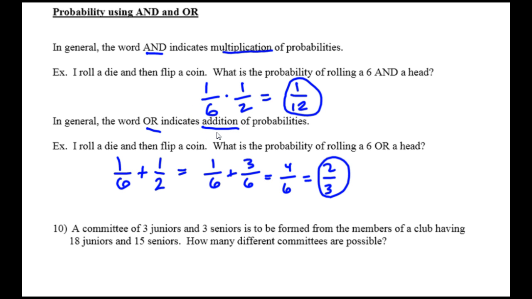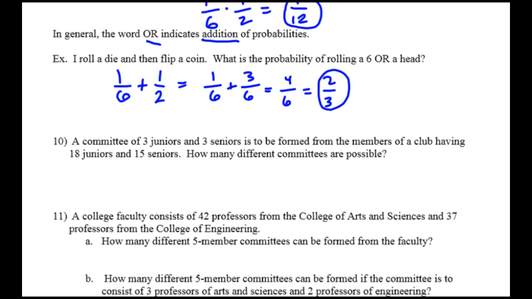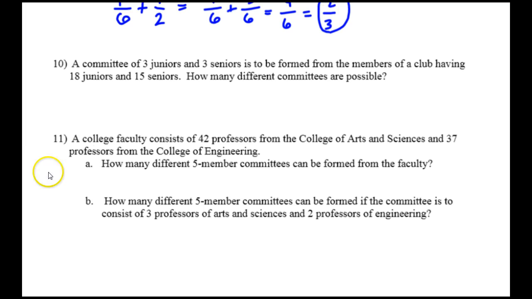All right, I'm going to have you work on example number 10 on your own after you work out number 11 with the video. Okay, this is a complicated question here. A college faculty consists of 42 professors from the College of Arts and Sciences, 37 professors from the College of Engineering. How many 5 member committees, so committees, order doesn't matter, that's what you should be thinking about, can be formed from the faculty?